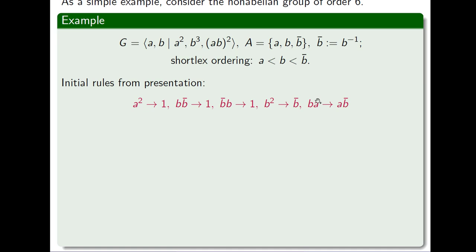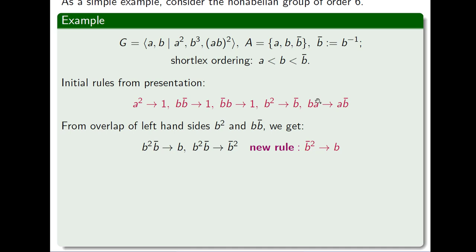So we prefer that. So those are our 5 initial rules. Now we start doing the Knuth-Bendix, so you do some work. Who can see an overlap? B squared and BB inverse? B squared and BB inverse. Exactly, that's the one I thought of first as well.